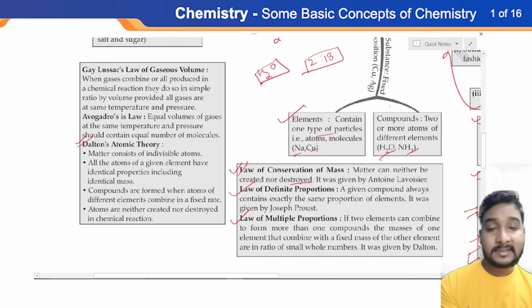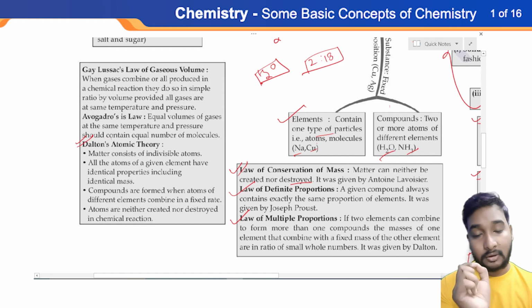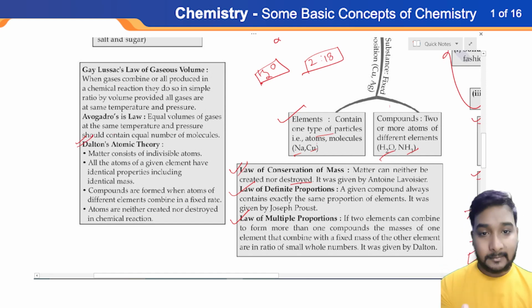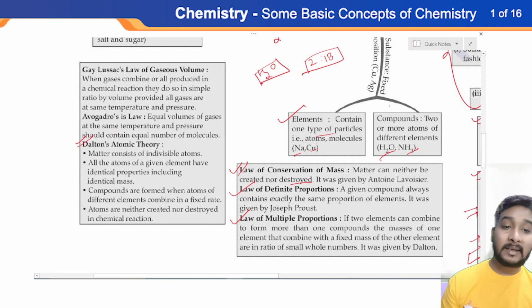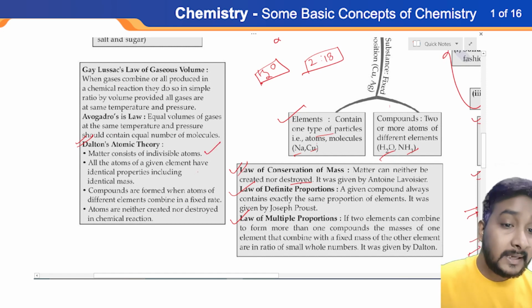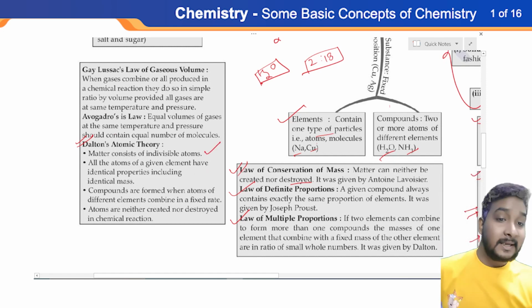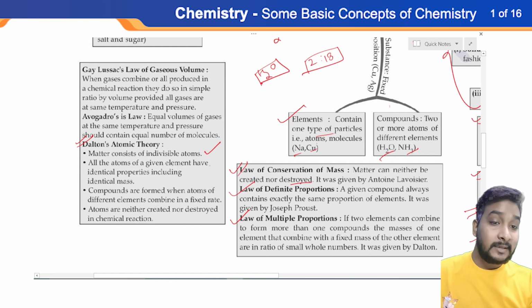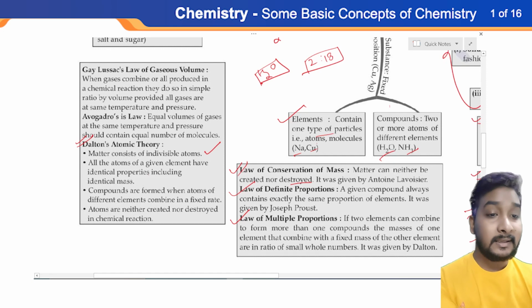Dalton's atomic law. Dalton said that every matter is made by very small particles, and these particles are called atoms, and atoms are invisible. Okay, and 4 points are there. Matter consists of invisible atoms. We know that all the atoms of a given element have identical properties, including identical masses.